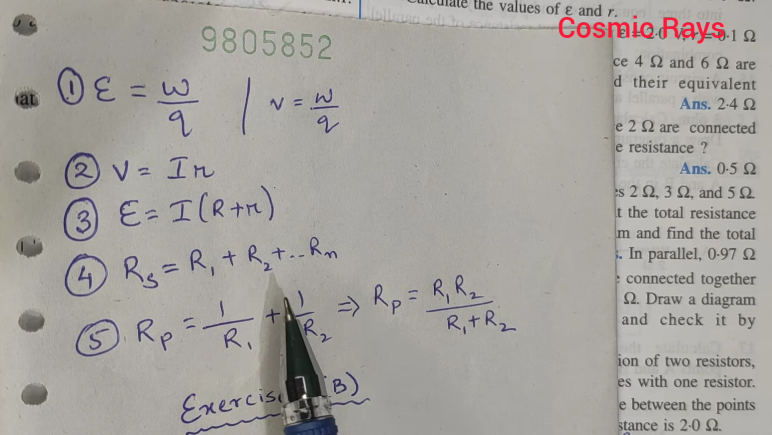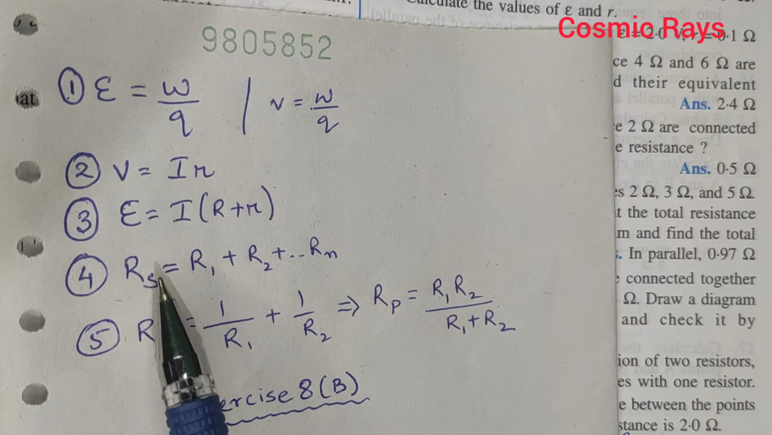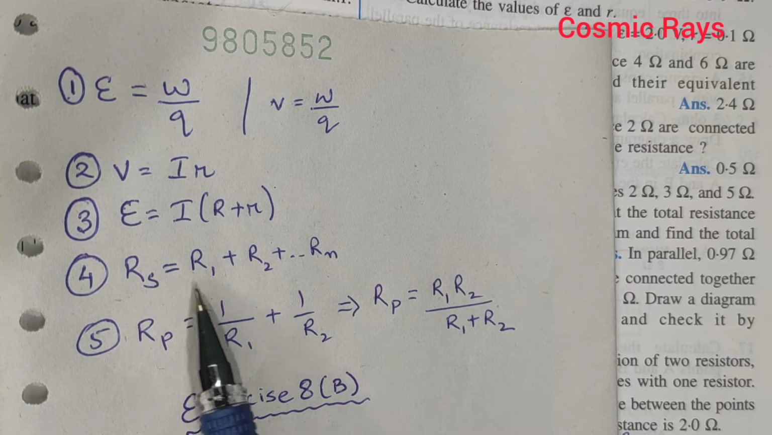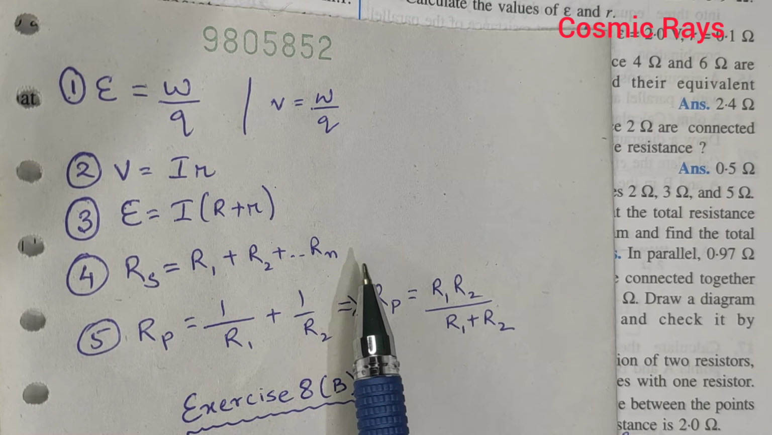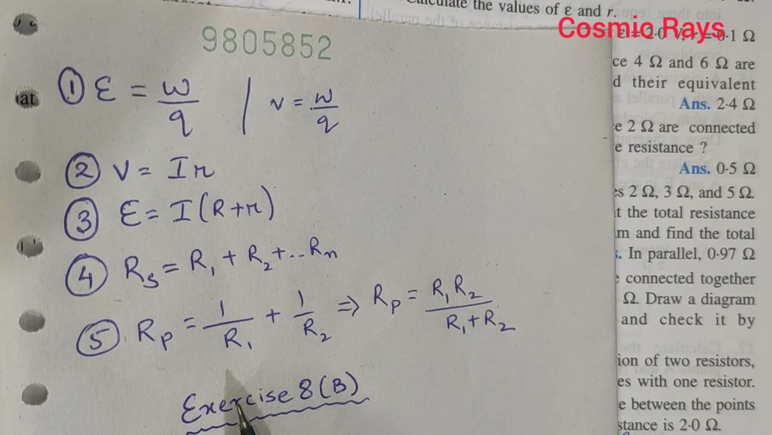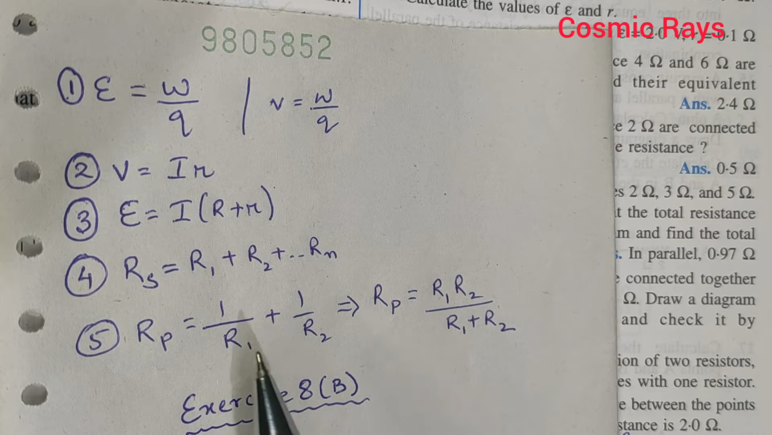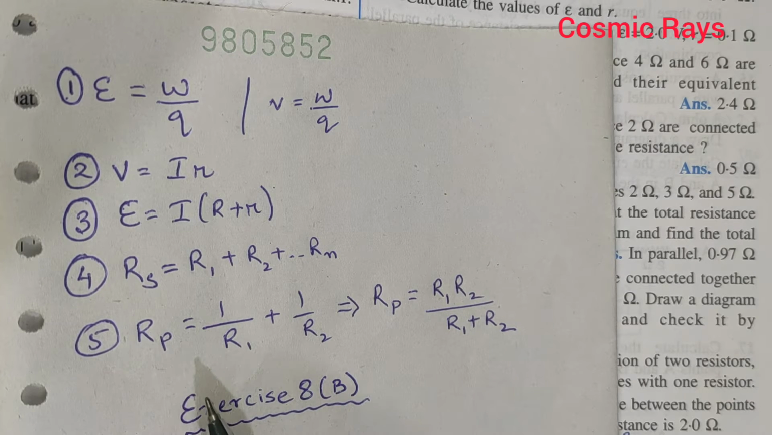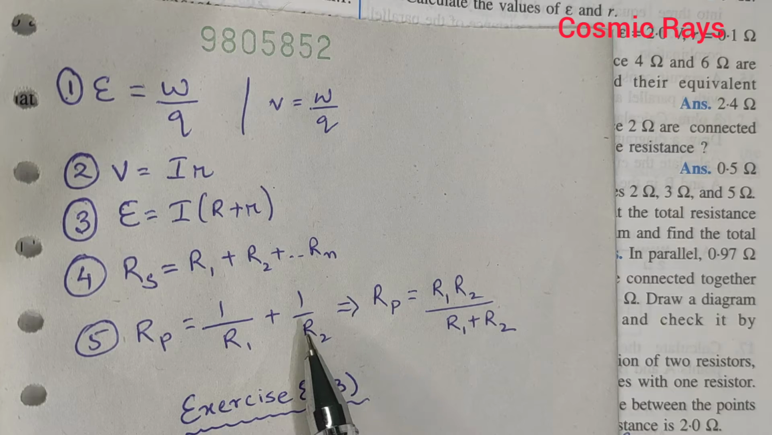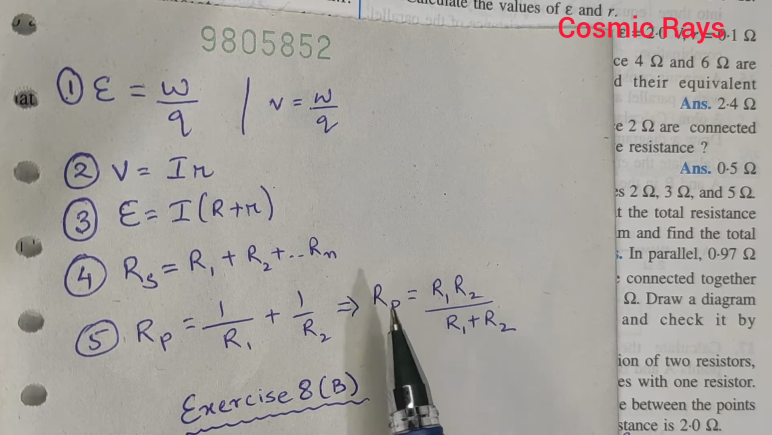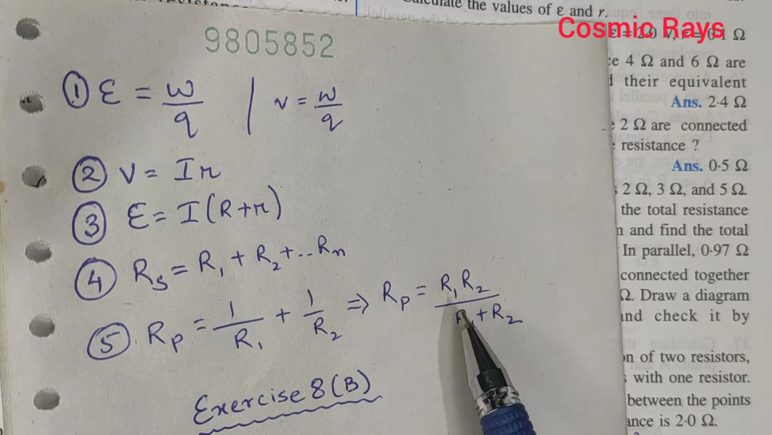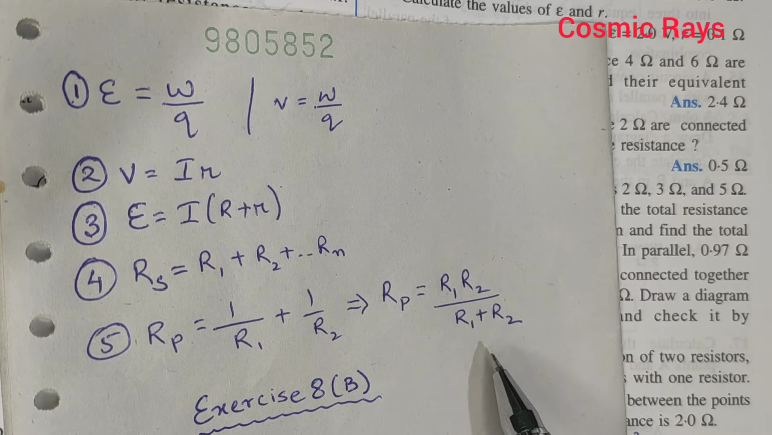And if you have more than one resistance connected in series, then the sum total is R1 plus R2 up to Rn, or whatever number of resistances we have. Then if we have a few resistances which are connected parallel to each other, then the total resistance of that connection, Rp, means resistance in parallel, is equal to 1 by R1 plus 1 by R2. If we have more, then it will keep on adding. So this comes as Rp, the total resistance in parallel, is equal to R1 R2 divided by R1 plus R2.